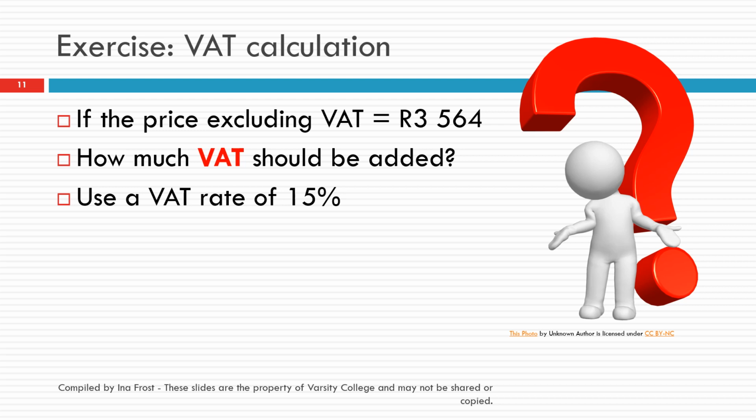Now, here is an opportunity for you to try the calculation. So get your calculator ready, pause the video here, and see if you are able to calculate the VAT on a price of 3,564 rands excluding any VAT. Remember, it is important that this price is excluding VAT, and now we want to calculate how much VAT will be on this item. So pause the video, do the calculation, and then start the video again and check your answer against mine.